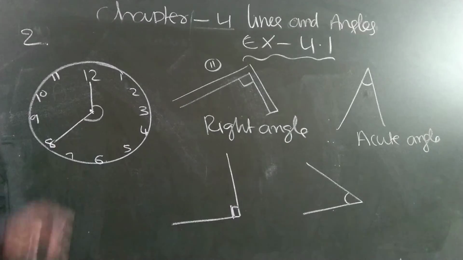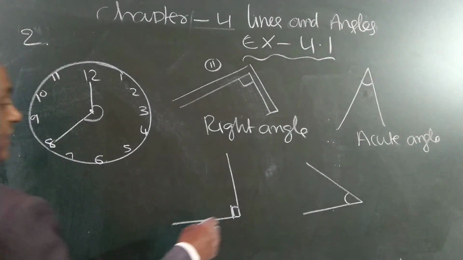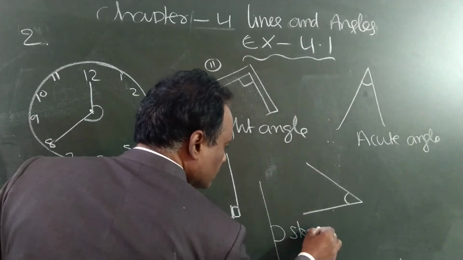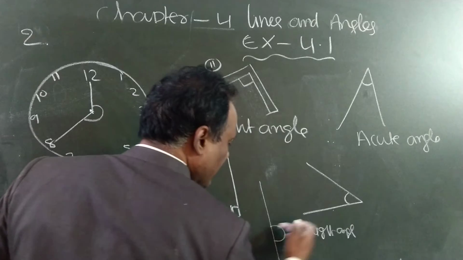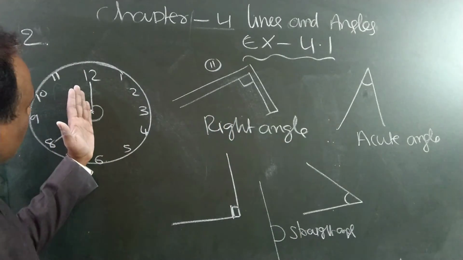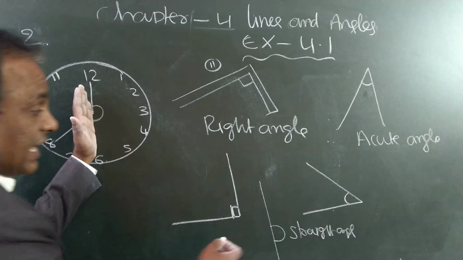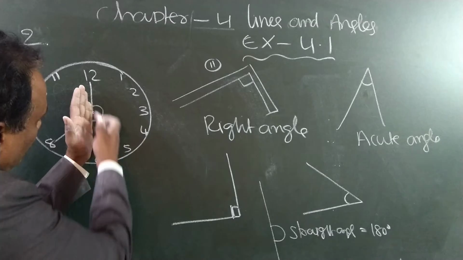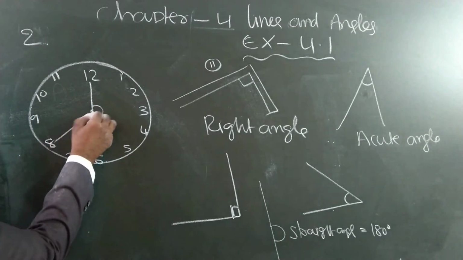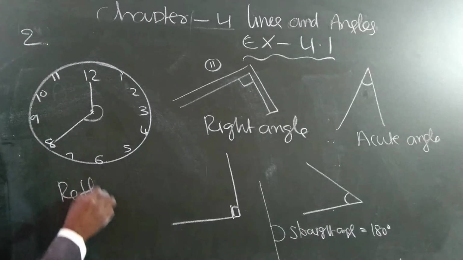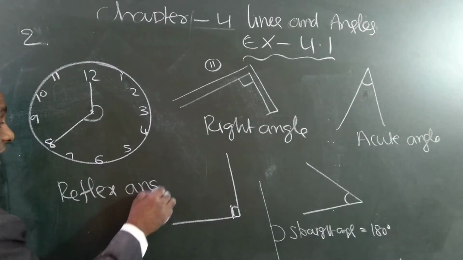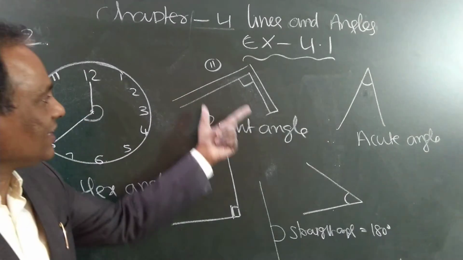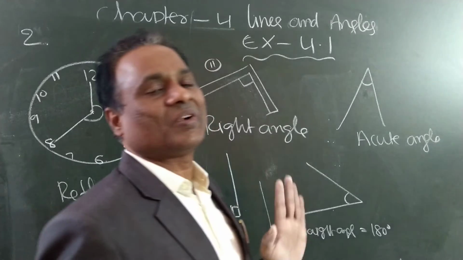Next, what is this angle? If it is a straight angle, this is called a straight angle. Straight angle means like this. So if it is straight, the total angle is 180 degrees. If a straight line is 180 degrees but it is extended to more than 180, see the statement, that is a reflex angle. More than 180 is a reflex angle, 90 degrees is a right angle, less than 90 is an acute angle.